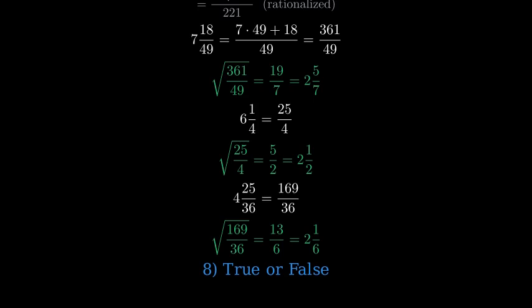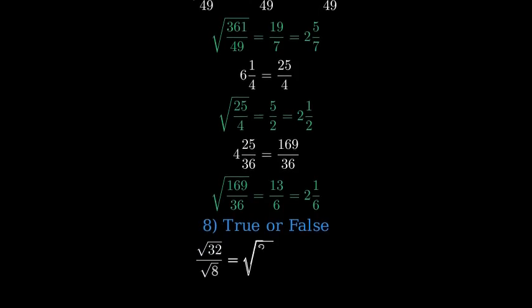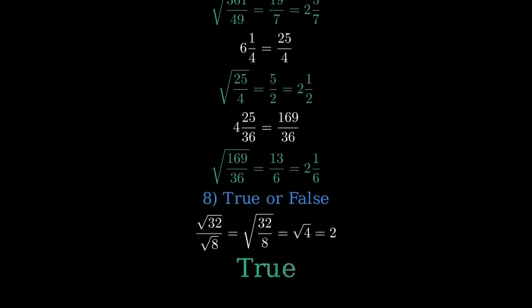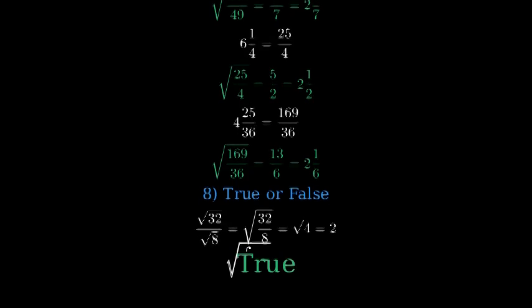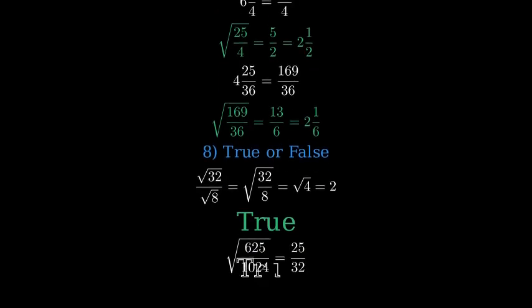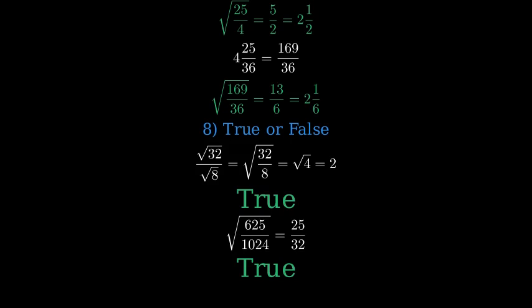Problem 8. Decide true or false. We will show each statement and simplify it on screen. Statement 1. The square root of 32 divided by the square root of 8 equals 2. Yes, because it equals the square root of 4, which is 2. True. Statement 2. The square root of 625 over 1024 equals 25 over 32. Both numerator and denominator are perfect squares.